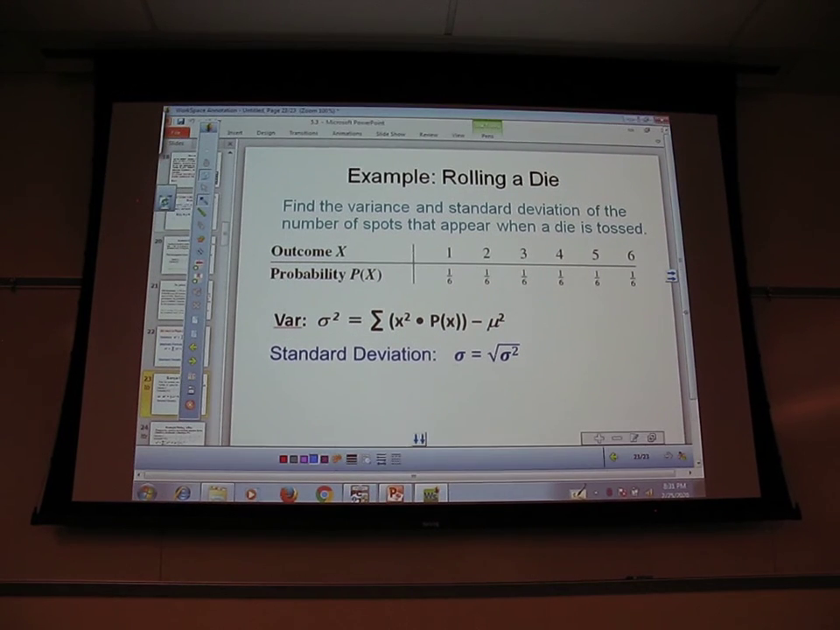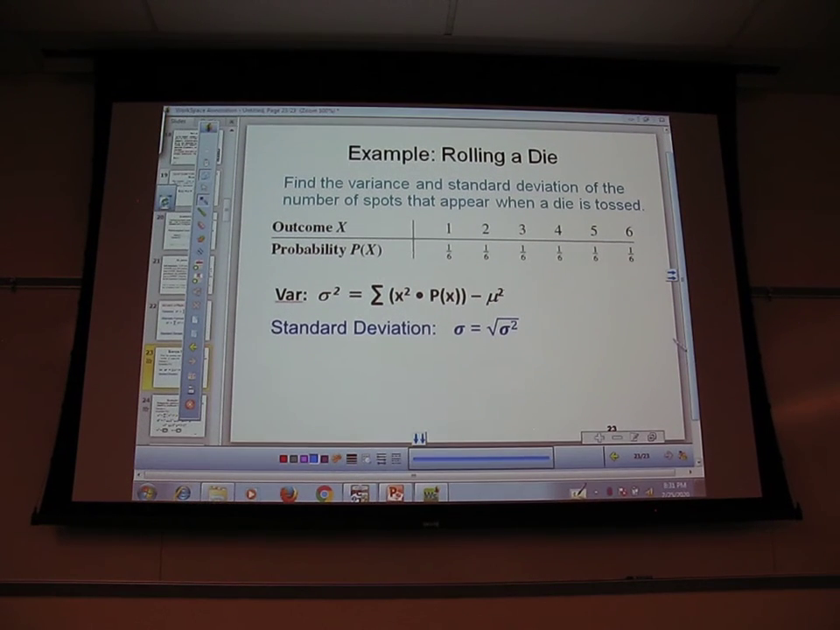We had this example last class with rolling a dice. We found just the mean. Multiply every number by its weight, by its probability, add them up. And remember, we had the mean is 3.5. So here, we're going to take every number, square it, multiply by its probability, and then subtract the mean squared at the end.